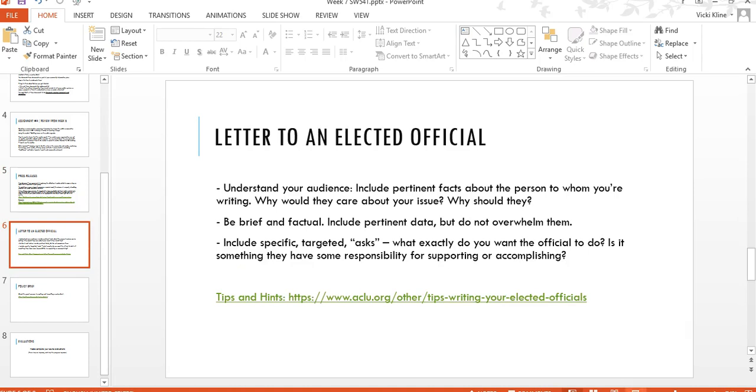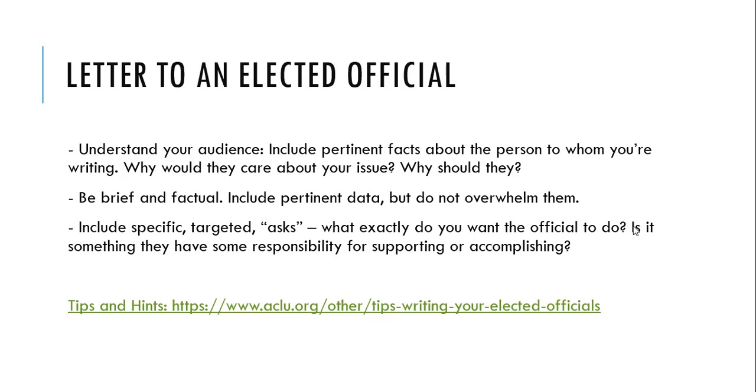So, letters to an elected official. Many of you have probably written these already and have already been engaged with your local politicians or your senators, so you may have experience with this already. Formatting is important. You want to address your elected officials formally and respectfully. You want to understand your audience and include pertinent facts about the person to whom you're writing. What about their record tells you that they would care about your issue? Why should they? Be brief and factual. Make sure you include key pieces of data, but don't overwhelm them.